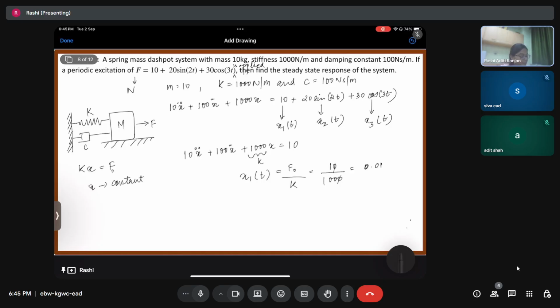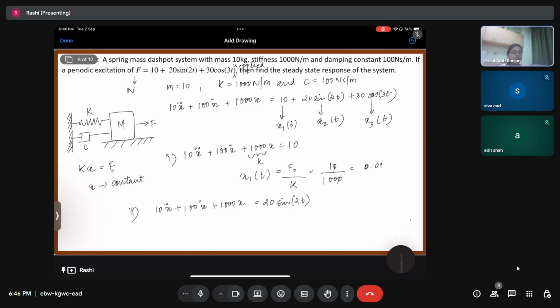Now considering the second equation, which is 10 x double dot plus 100 x dot plus 1000 x is equal to 20 sine of 2t. Now for this, we have a spring mass damper system with a sinusoidal forcing. Or we can say that for this case, it's a harmonic forcing.